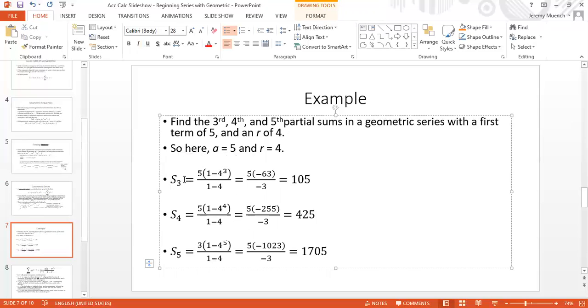So all we have here is S sub 3 is equal to A, which is 5, right here, times 1 minus R to the n, so R is 4, n is 3, over 1 minus R. And this gives me 5 times negative 63 over negative 3. And then for 4, instead it's negative 255 over negative 3. And then for 5, it's negative 1023 over negative 3.